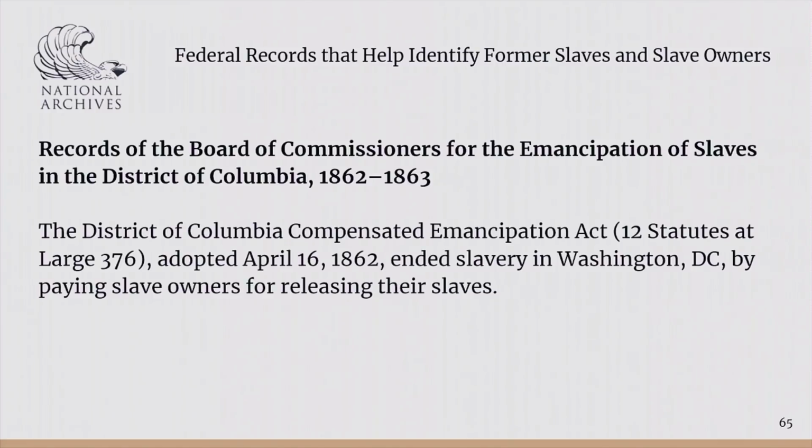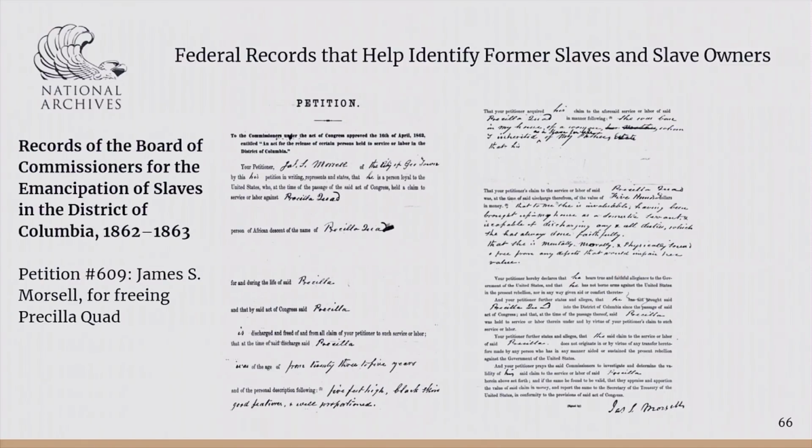Moving on now to the records of the Board of Commissioners for the Emancipation of Slaves in the District of Columbia. The District of Columbia, being federal land not within the bounds of any state, is subject to special acts of Congress, and in April of 1862, the District of Columbia Compensated Emancipation Act ended slavery and paid slave owners for releasing their slaves. And to get compensation, the slave owners would have to submit a petition.